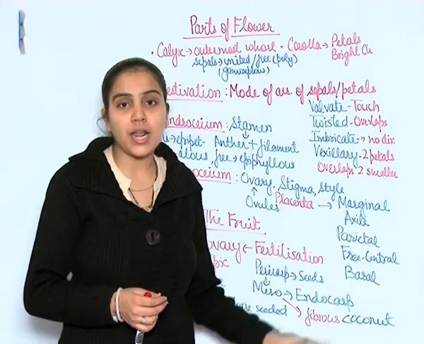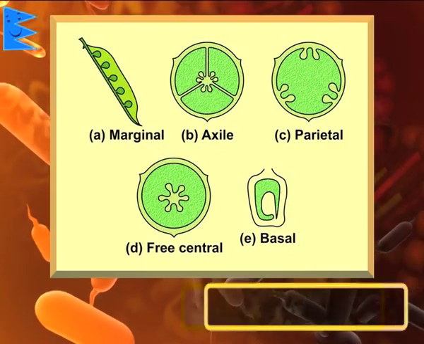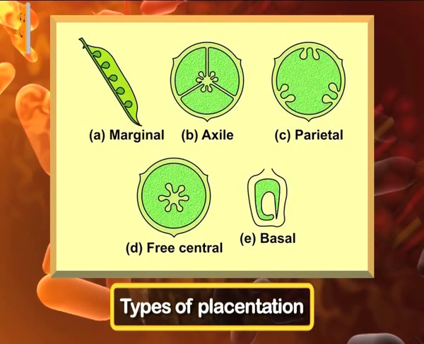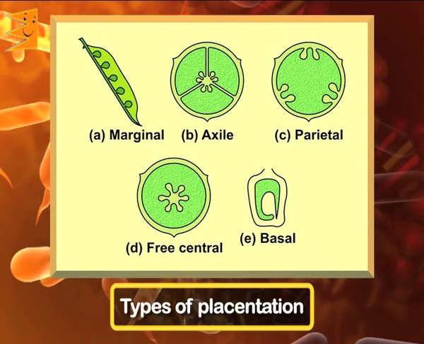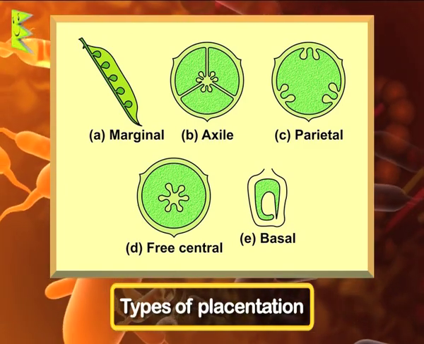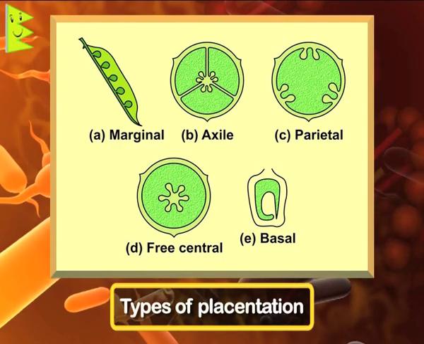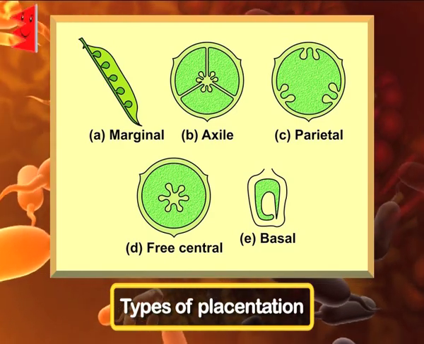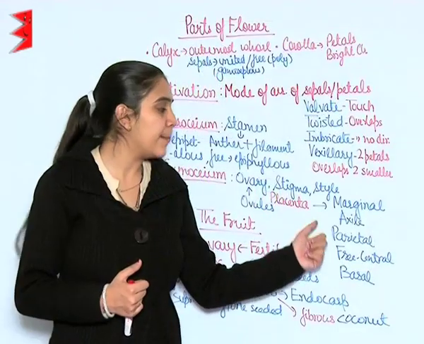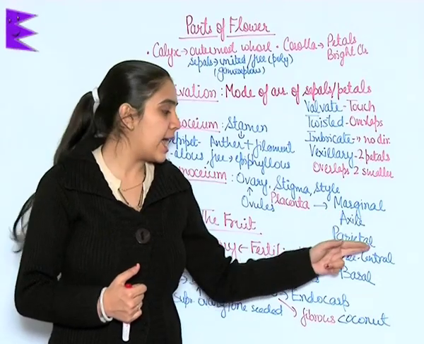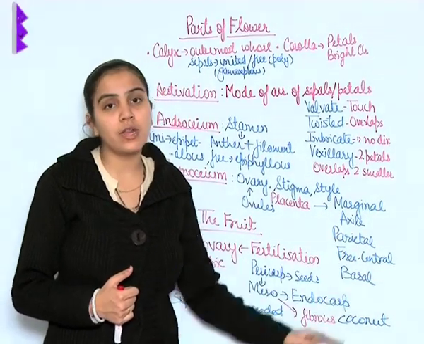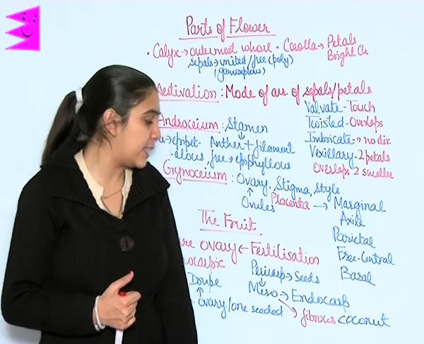These are marginal. You can see in the diagram marginal placentation, when ovules are attached at the margin, then axile, parietal, free central and basal placentation. You can see in the diagram marginal, axile, parietal, free central and basal placentation.